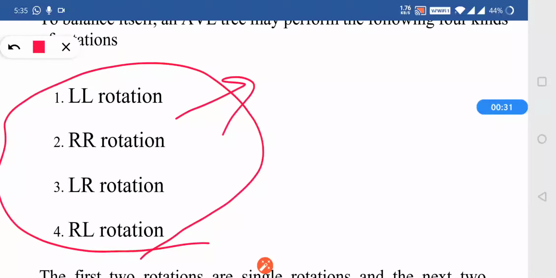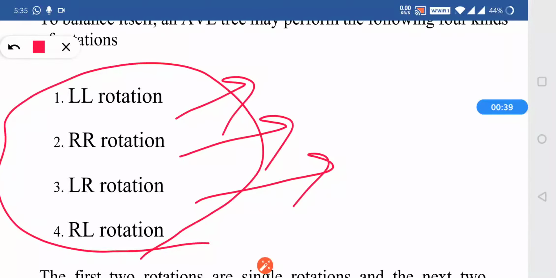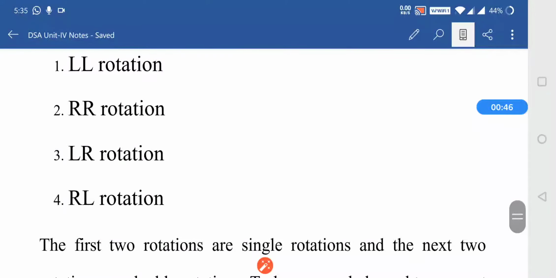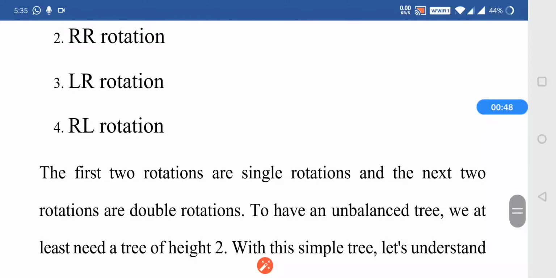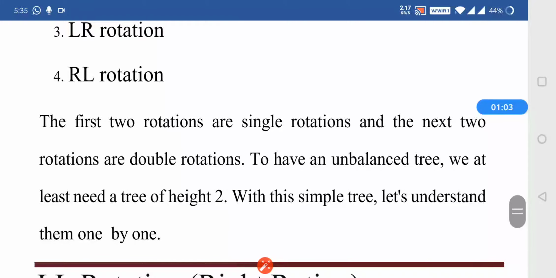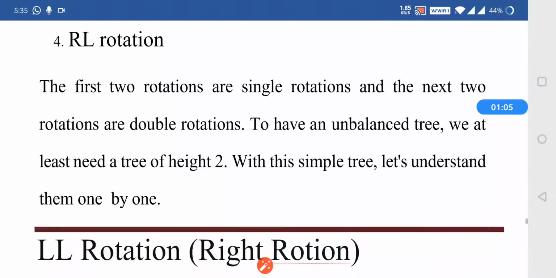That is LL rotation, that is left rotation, RR rotation, that is right rotation, LR rotation, that is left right rotation, and RL rotation, that is right left rotation. So the first two rotations, LL rotation and RR rotation, are single rotations, whereas the LR rotation and RL rotation are double rotations. Whenever we have an unbalanced tree, we have at least a tree of height 2. With this we will understand it one by one.